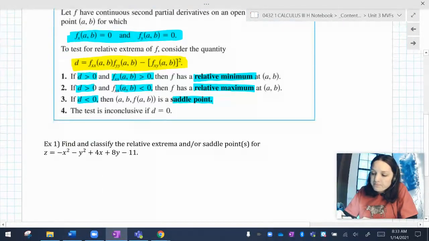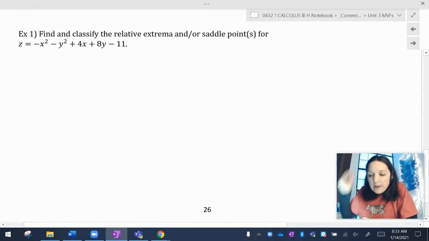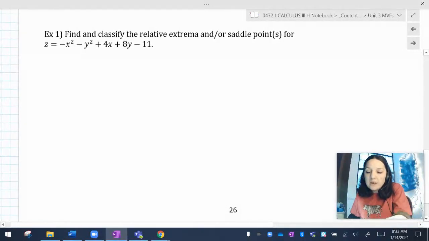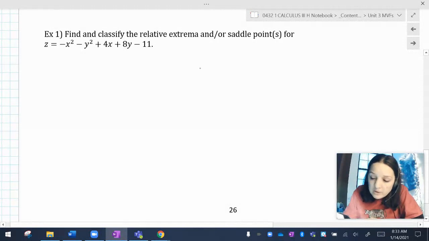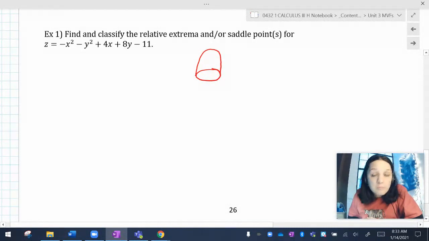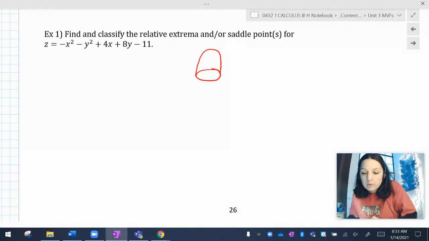Let's go. Find and classify the relative extrema and/or saddle points for z equals negative x squared minus y squared plus 4x plus 8y minus 11. Well, right off the bat, I can tell you that this is a paraboloid that's opening down, so I know I'm going to have a relative max, because if we graph this, it's going to look like an upside down paraboloid. Okay, so I'm anticipating a relative max, but let's see how we can prove that numerically.